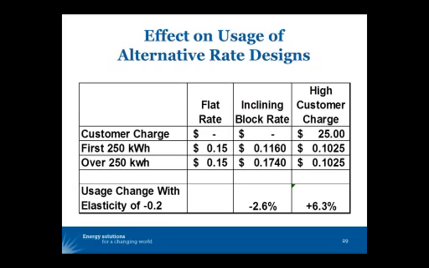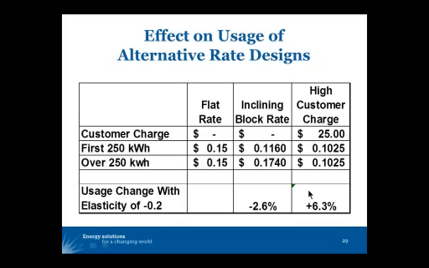Then the third rate design that I examined here is a high customer charge with a $25 customer charge and a flat rate. And if we recovered $25 in the customer charge, there would be less revenue requirement to recover in the per kilowatt hour charge, so that drops to about 10 cents.